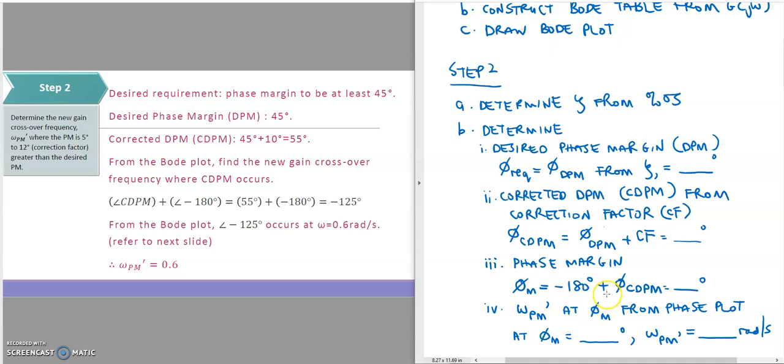Based on this value, we determine the frequency of the phase margin. We label it as omega Pm prime. At omega Pm prime, the value of the phase plot is phi m. Let's say this value is negative 120. So from the phase plot at negative 120 degrees, you determine what the frequency is, which we label as omega Pm prime. So at negative 180 and negative 120 degrees, we determine the frequency and label it as omega Pm prime. That's it for step number 2.